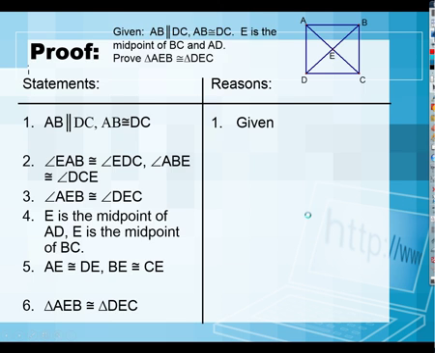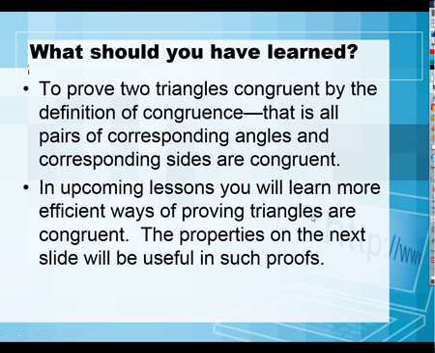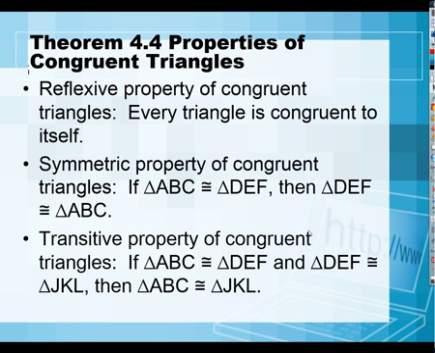Okay, so we did that. Here's what I was just saying. To prove two triangles are congruent by the definition of congruence, that means all pairs of corresponding angles and corresponding sides are congruent. In these upcoming lessons we're going to talk about maybe some easier ways to do it, but for now, that's it.